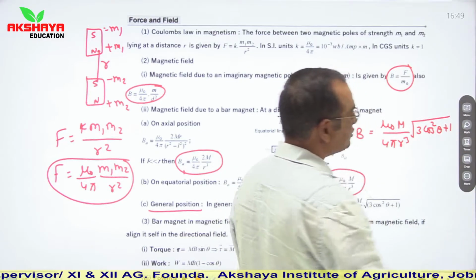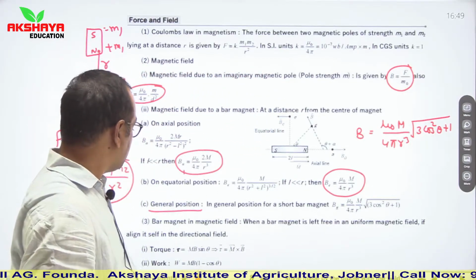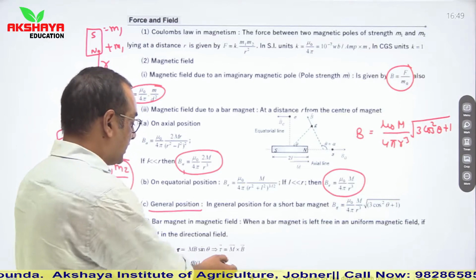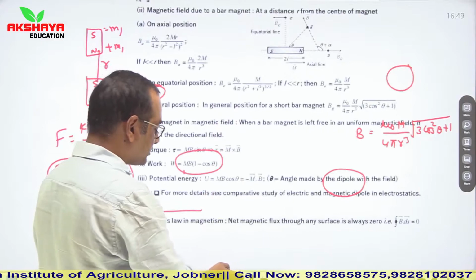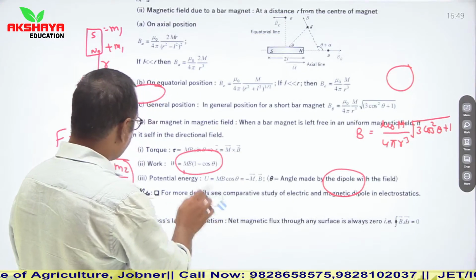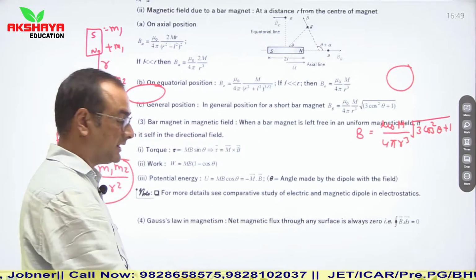So this relation is also analogous to electric field intensity at r, theta, means at a general position. So these are the simple relations. Now if we relate all the derivations which we have studied in the case of an electric dipole, they are analogous to all the derivations in magnetic field for a bar magnet.